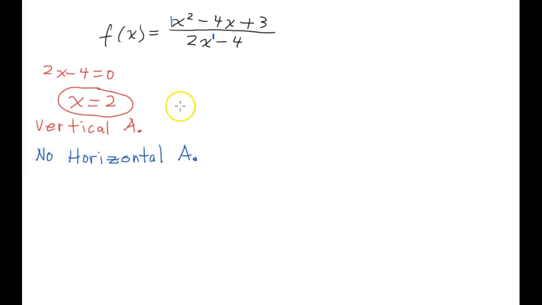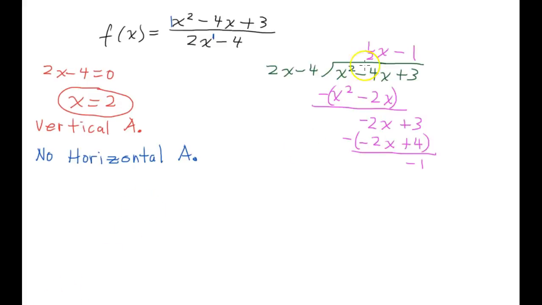Lastly, I'll put in the oblique or slant asymptote. And to do that, you're going to need to divide the numerator by the denominator. So I'm going to put that in and then jump right back. So in this division problem, I've got the quotient of 1/2 x minus 1.